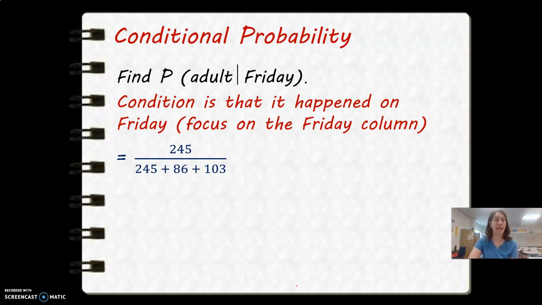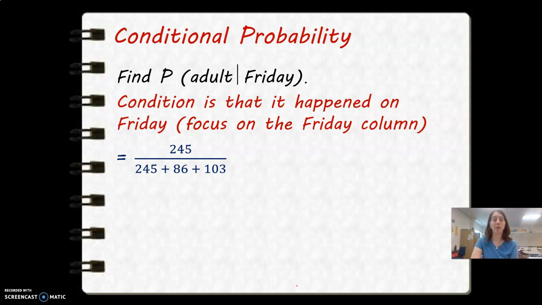Now, the denominator comes from the condition that we see at the end of the question, the Friday. So we're going to focus on the Friday column and include all of the people that were there on Friday. There were 245 adults, 86 children, and 103 seniors. So all three of those numbers went into the denominator. Again, the numerator is where I have both, the adult on Friday. The denominator is just anyone who is there on Friday at all.